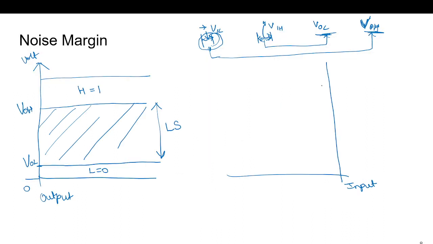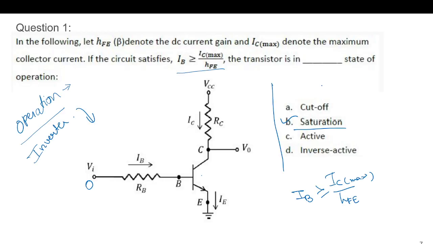Ma'am, I have a doubt in this numerical. Which numerical? This one, the transistor. In this, what would happen if IB is less than or equal to IC by HFE? IC max. It will be in the active region, right?